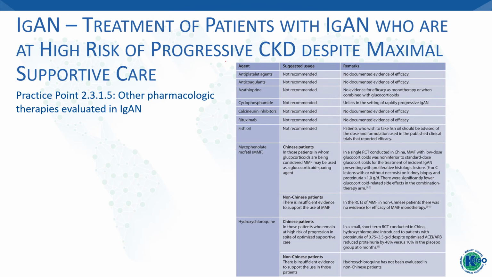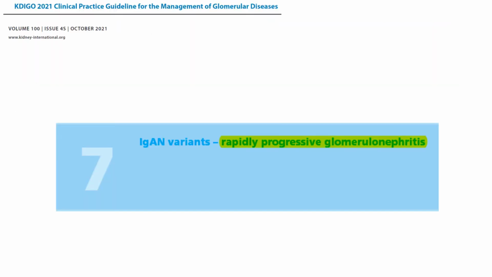And we have a long list of drugs that must not be used. There is no good evidence for their use: routine use of antiplatelets, anticoagulants for the IgA nephropathy itself, azathioprine, cyclophosphamide, calcineurin inhibitor, rituximab, fish oil. Not all of these are not recommended; we said that MMF is recommended in the Chinese, and also hydroxychloroquine may be recommended in the Chinese. Okay, what about IgA nephropathy with rapidly progressive glomerulonephritis?